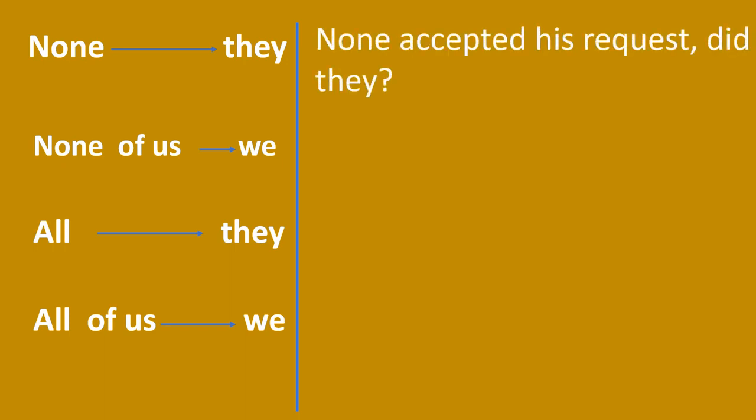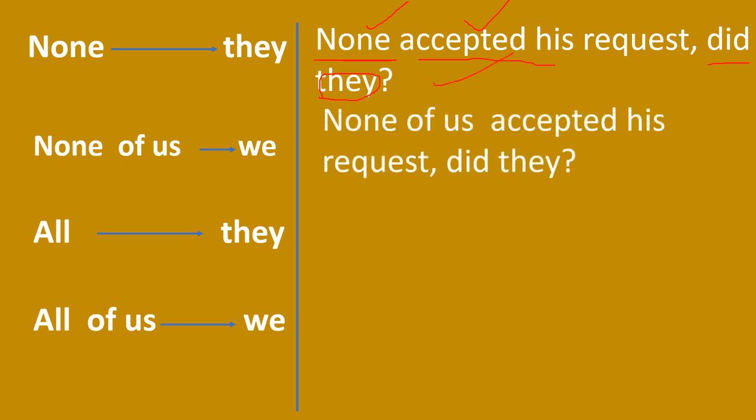Let's see some examples here. None accepted his request, did they? Here the sentence is with none, so we should write the subject pronoun as they. This sentence has no auxiliary verb, only the main verb is there. Accepted is in the second form, that is called simple past. When there is simple past, we should write the auxiliary as did. None gives the negative sense, so we should write a positive statement, so right answer is did they.